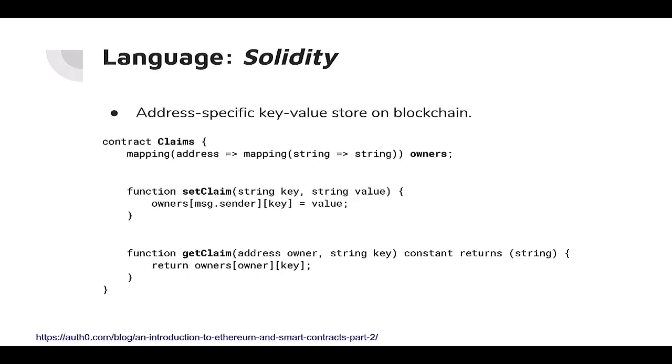To call this code, you need an actual transaction that will run the EVM, modify the state variable, put the new state variable on the blockchain, and then it's done. The getClaim, though, doesn't actually require a transaction because you're simply reading data. That's why it's labeled constant over here. So, a very quick contract there.